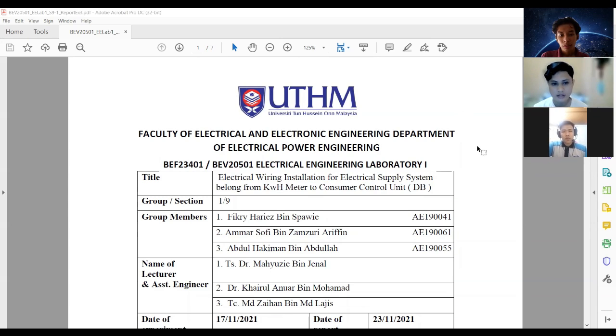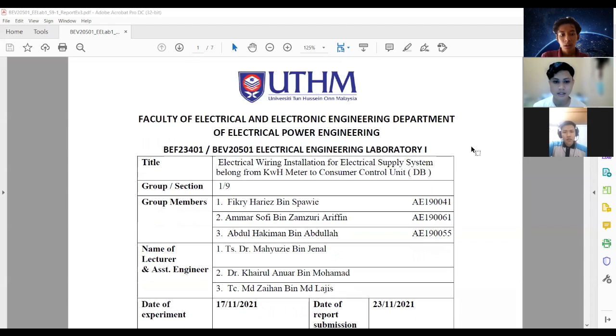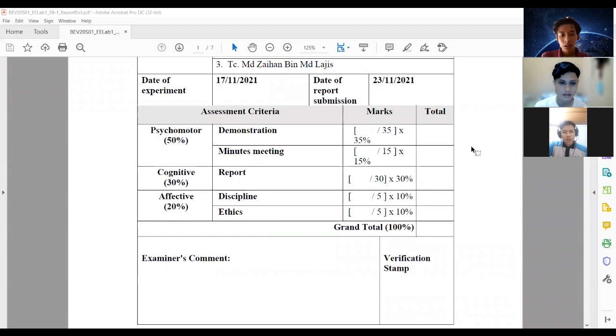Today we would like to present the lab for electrical wiring installation for electrical supply system, from kilowatt hour meter to consumer control unit (CCU). We are me, Fikar Hispawi, AE190001, and the other members, Ahmad Sofi bin Zafzuri Arifin, AE190061, and Abdul Hakiman bin Abdullah, AE190055. Now I will pass to Abdul Hakiman to start the presentation.